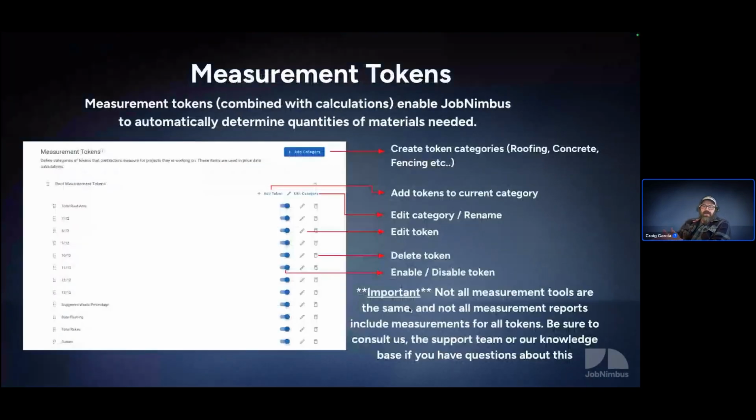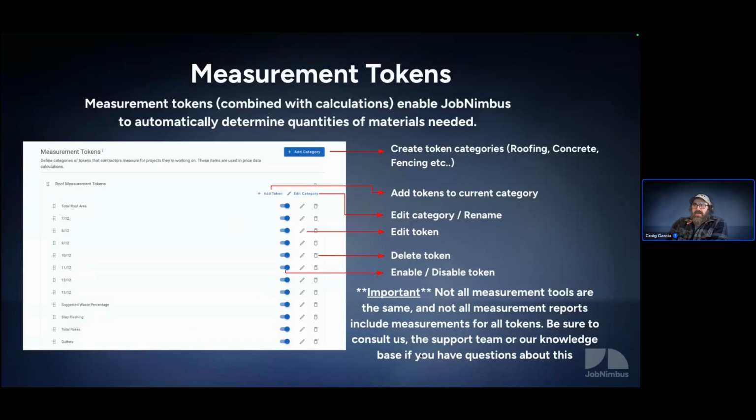Okay, next up is the measurement tokens section. So not everybody uses these. Some folks, if you're doing per square or lump sum pricing, well, per square you could still use these, but lump sum pricing typically doesn't. But if we're going to do any other calculations within the system, we're going to want to have measurement tokens to facilitate that. So you can add tokens, you can add multiple categories. In my own, I've got several categories: roofing, fencing, concrete, you name it. We can create measurement tokens for just about anything.